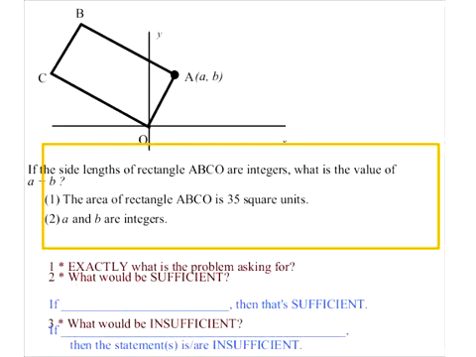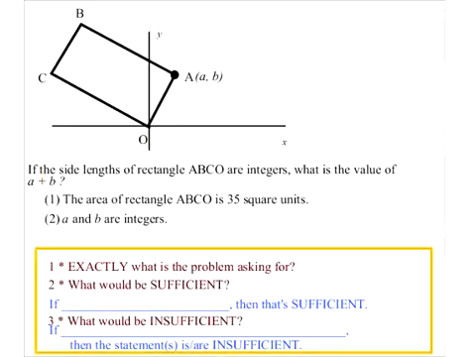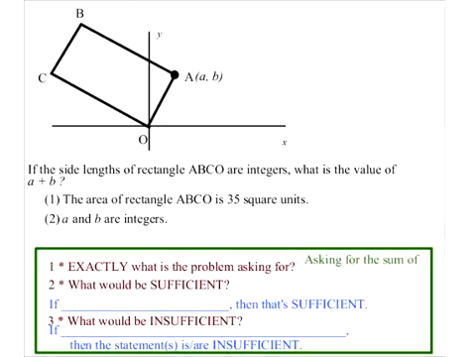Someone tell me, what is the problem asking for? The problem is asking for the sum of A and B. By the way, when you do this, make sure you also realize what the question is not asking for. It's asking for the sum of A and B. What is it not asking for? Like, what do you not have to find? Very, very super important here. Yeah, you don't need to find A and B.